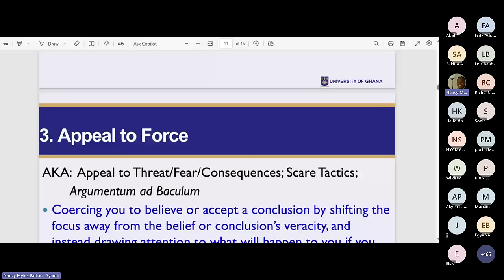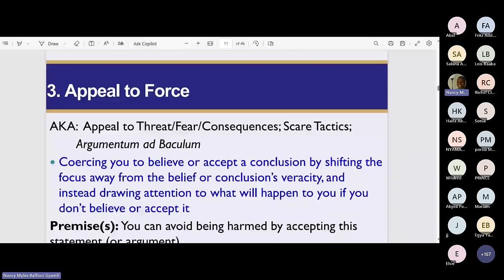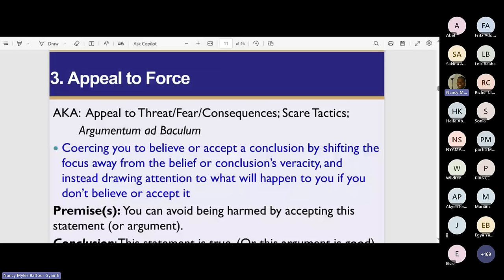Now we can trot a bit, we can run a little bit. Okay. Appeal to force. Look at the Latin expression, argumentum ad baculum. Those who want to do some law or international relations, or just to equip yourself, take note of them. Baculum, from the word force, argument of force. And when I was giving you the introduction, laying the foundations, I gave you a good number of them.